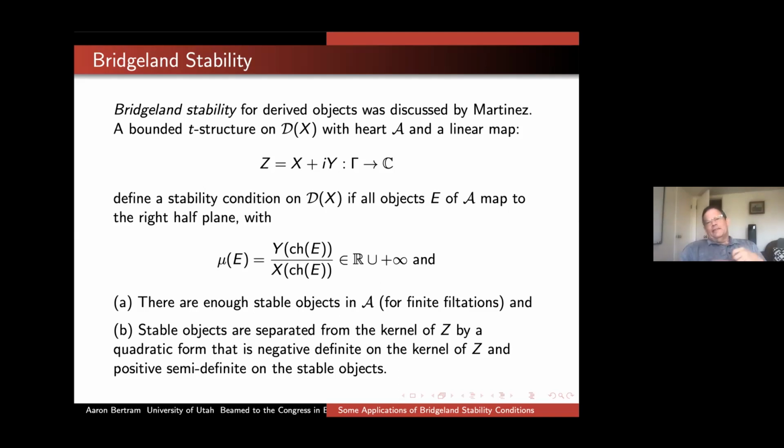But anyway, so the idea is the objects of A are positive in a sense that they're all required to map to the open right half plane union the positive y-axis, and the slope is simply the slope of the vector Z of E, or Z of the Chern character of E. So again, if we were doing vector bundles on a curve, then we would just be taking y to be the degree and x to be the rank, right? That's the usual.